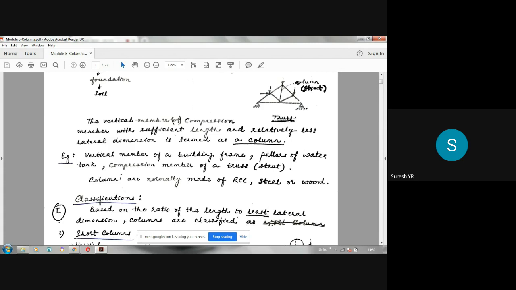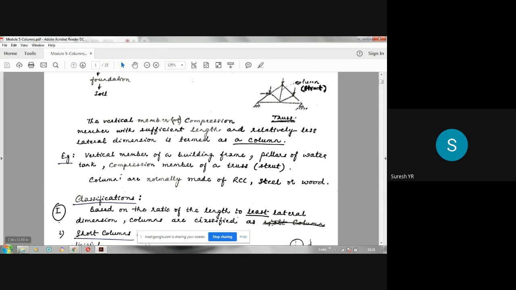square, then hexagonal columns. All those things will be there for architectural purposes. You can have different shapes in the columns. But anyway, in this chapter, we will study only square, rectangular, and circular. Now, how are columns classified?